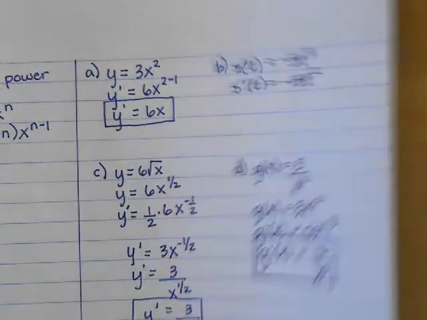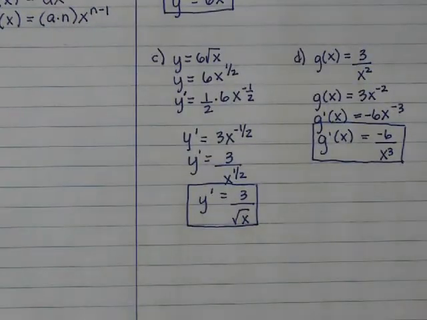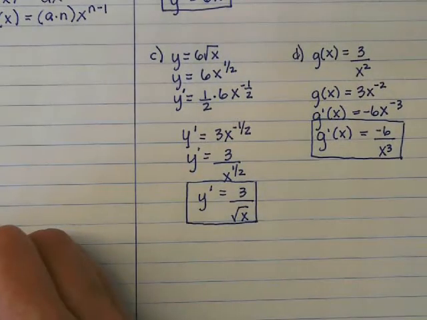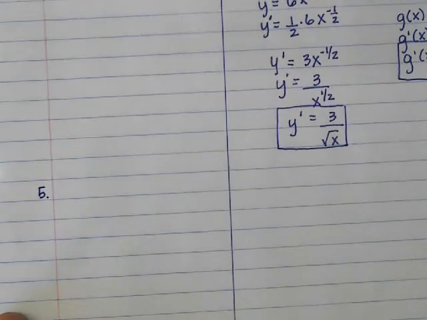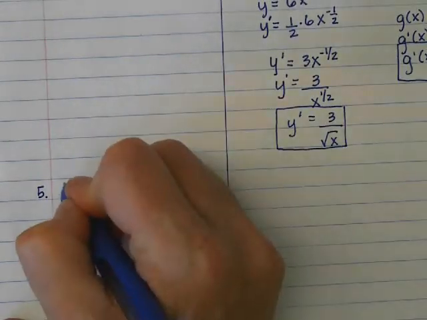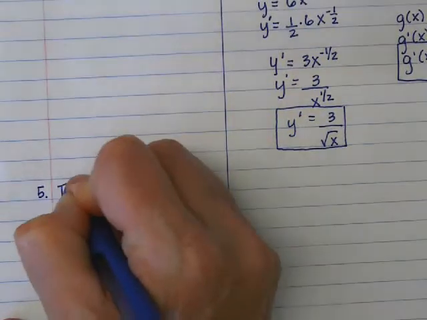Okay, so very convenient compared to how we started out. So we can see that it's pretty brutal going through that. Okay, let's look at the fifth one, and we call this the sum and difference rules.